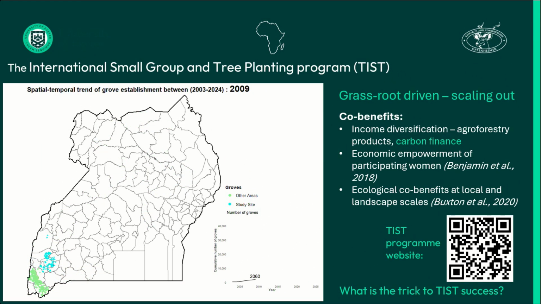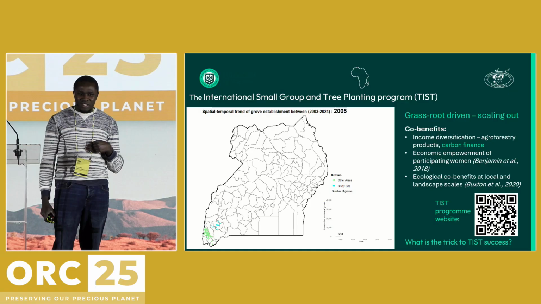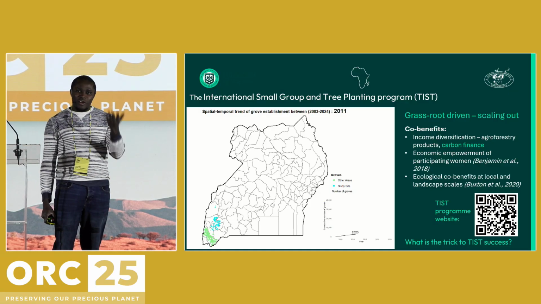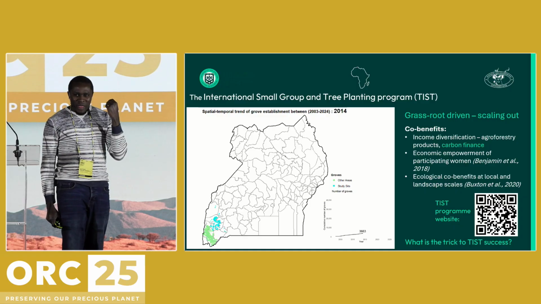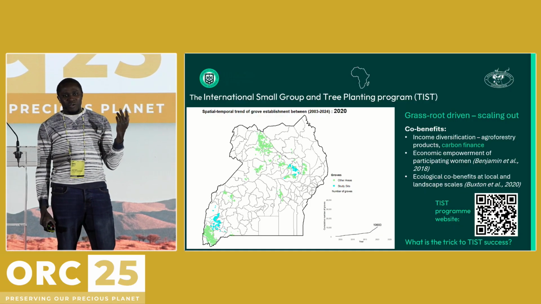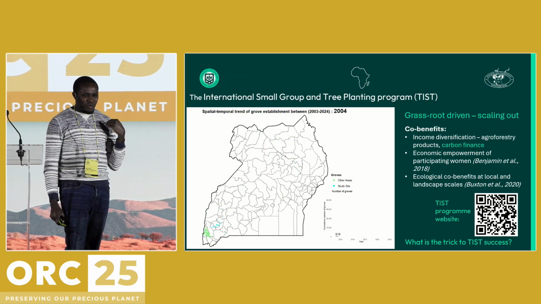In Uganda specifically, the program has been around from 2003 and has scaled to all the different parts of the country, with the scaling spiking slightly after 2020 and delivering so many socioeconomic benefits, environmental and ecological benefits as well along the scaling pathway. Now, a key benefit I'd like to draw attention to is the carbon finance that the farmers have been able to access through this program.